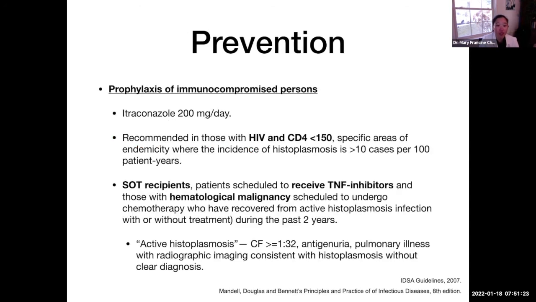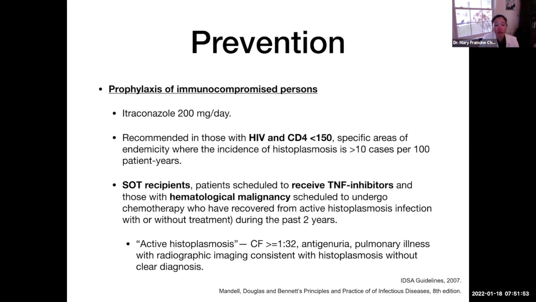And then for prevention, there's the issue of, do we give prophylaxis to immunocompromised persons? When we do, it's with itraconazole 200 milligrams once per day. It is recommended in those with HIV and CD4 of less than 150, especially if they live in areas where histoplasmosis is endemic and there are more than 10 cases per 100 patient years.